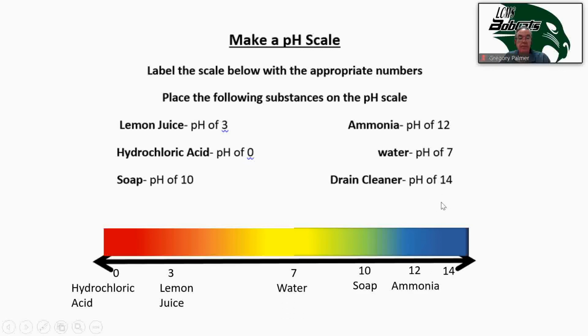Drain cleaner. Water has a pH of 7. It's right in the middle. It's neutral. It's neither acidic or basic. And then finally, drain cleaner with pH of 14 is the strongest base. It completely ionizes when it dissolves.